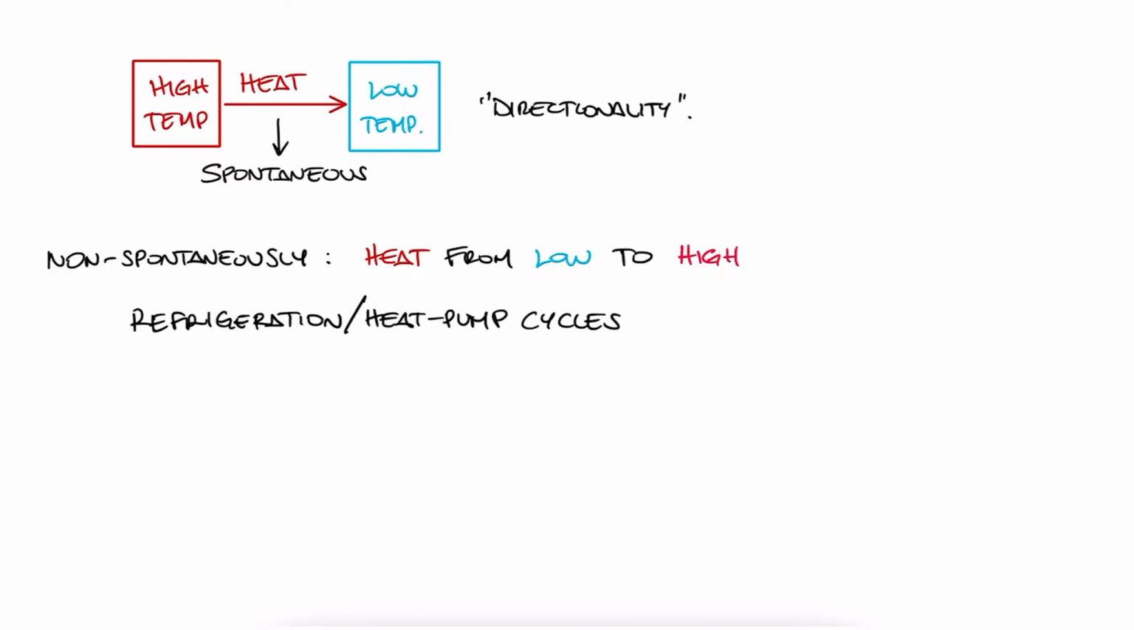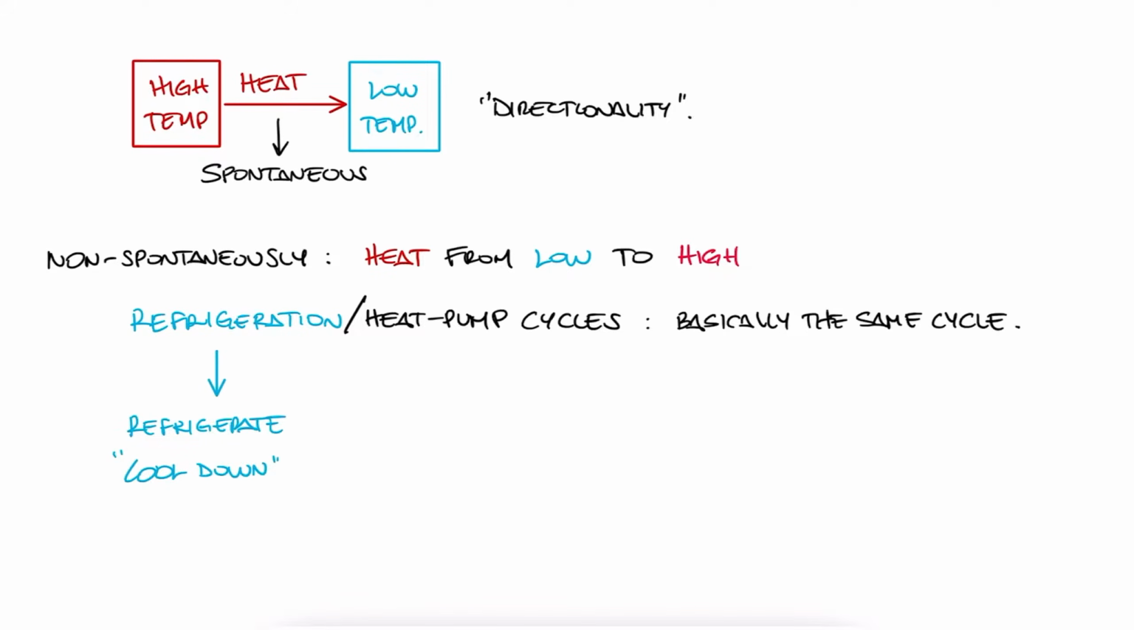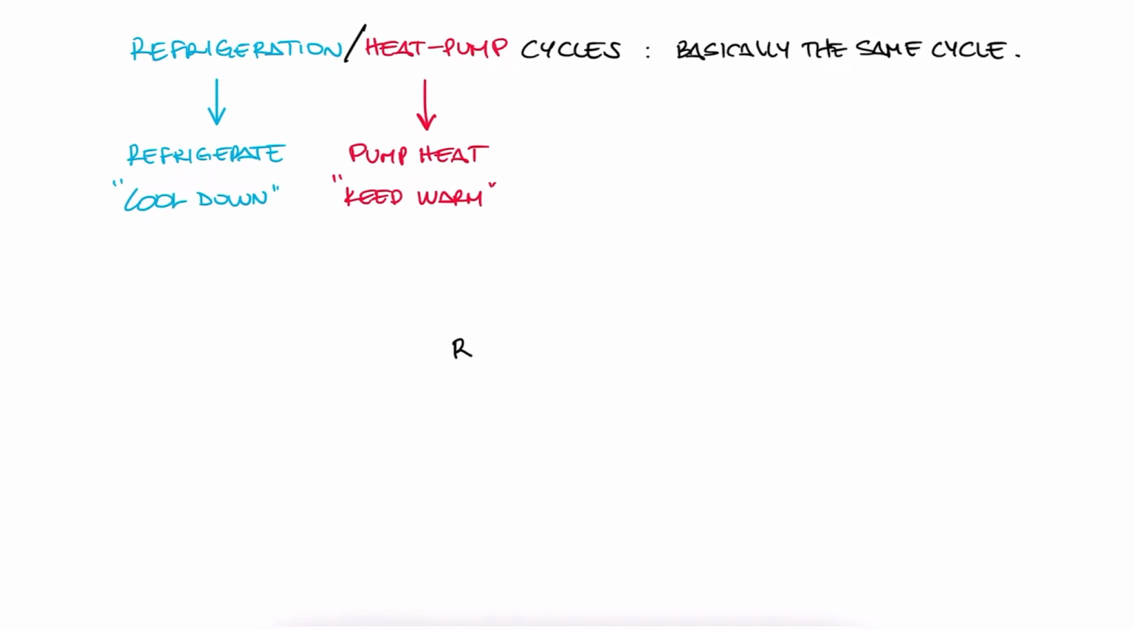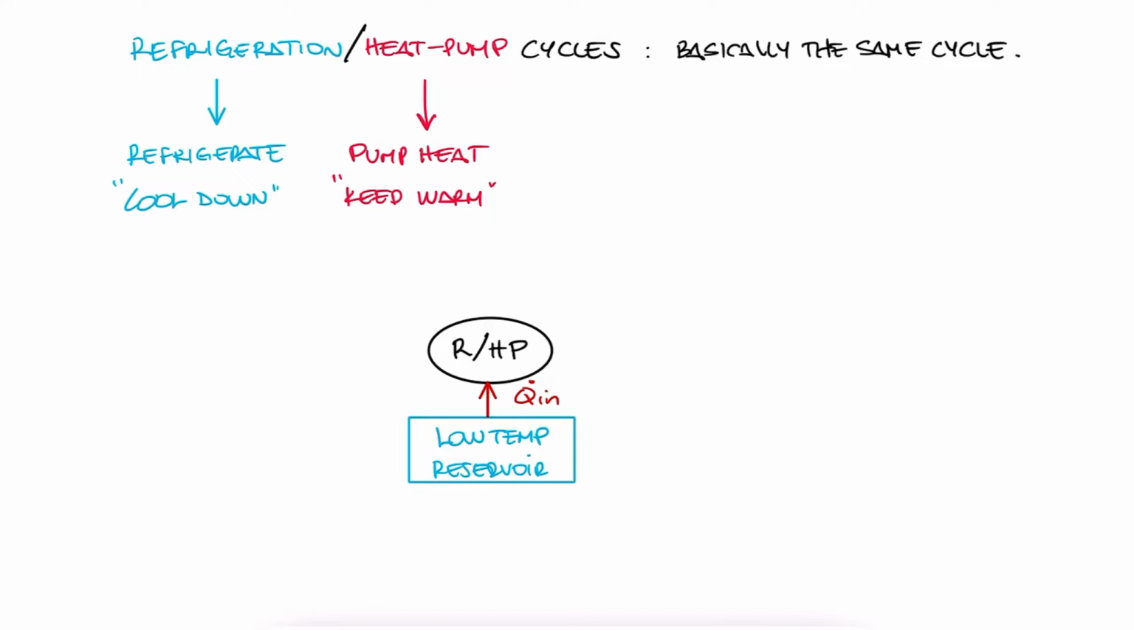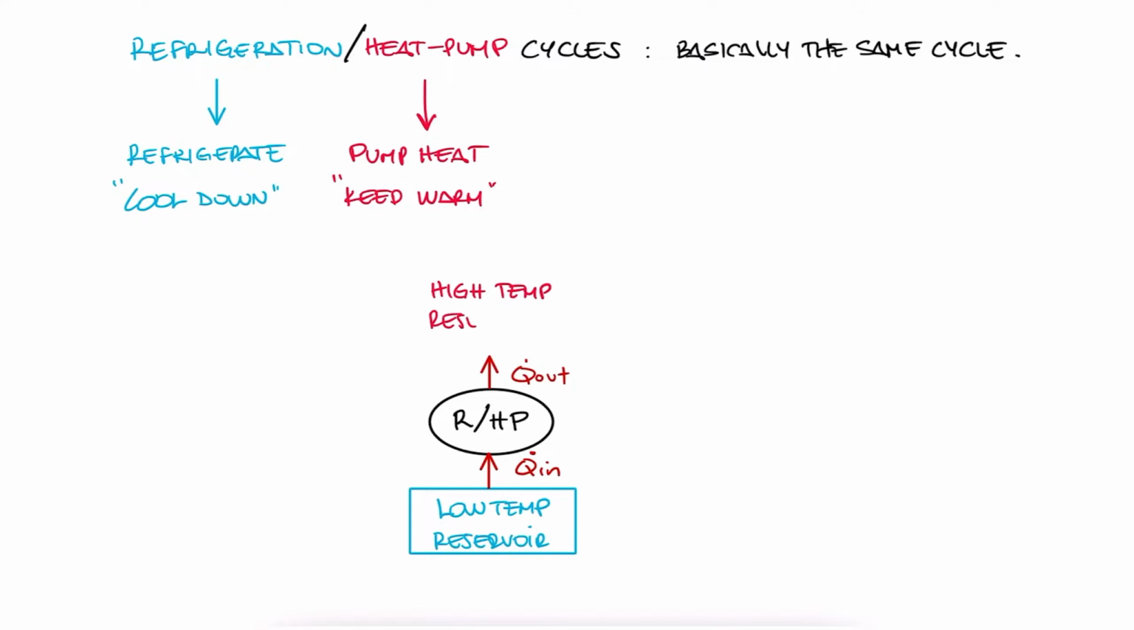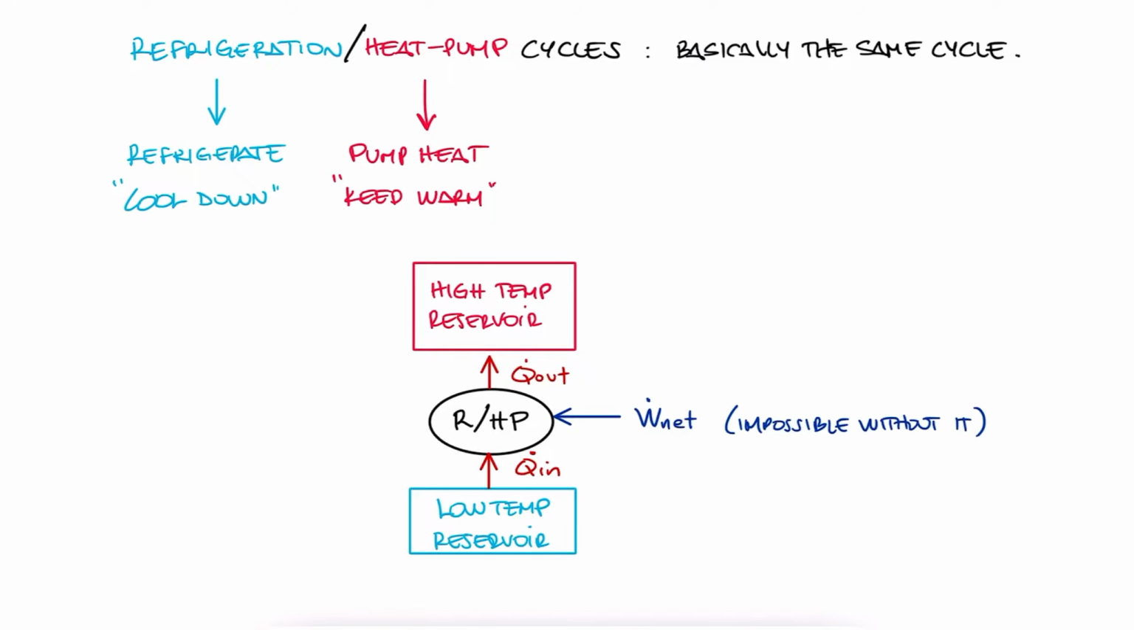We talk about refrigeration or heat pump cycles together because they basically work in the same way to each other. The only difference is that in an air conditioning system or refrigeration cycle, we want to keep a volume cool, while heat pumps are usually used to keep a volume warm. The system schematic for this refrigeration/heat pump is very simple. We have a low temperature reservoir from which we are going to extract heat, and we are going to provide heat to a high temperature reservoir. Of course, we can only do this if we provide the system with a net work in. Otherwise, this would not be possible.